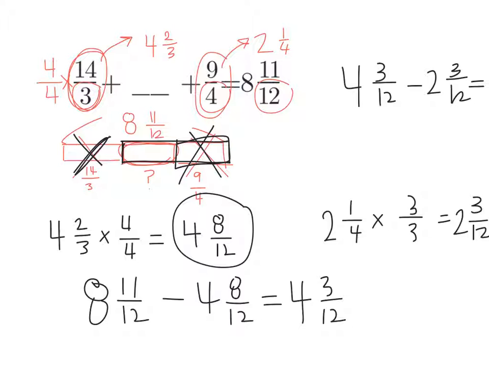Well, what's the whole number part? 4 minus 2 is 2. And 3/12 minus 3/12 is 0. So that means that my missing term here is what? 2. Do you see how drawing a tape diagram helps us figure out that we need to subtract what we already know? Yeah. Good.